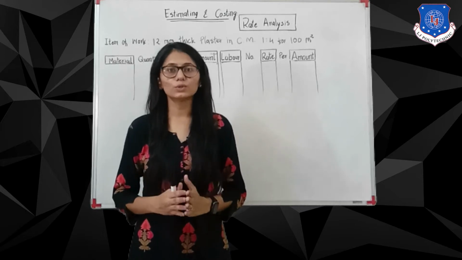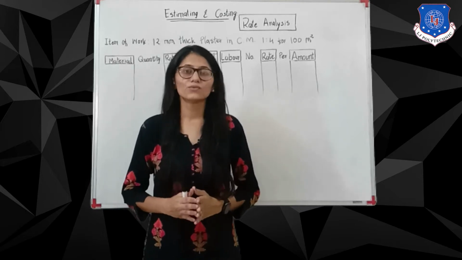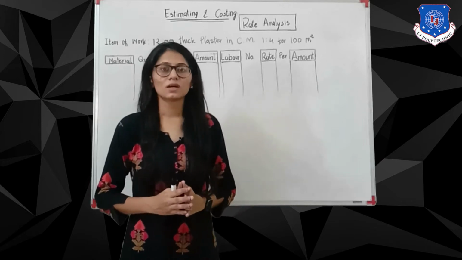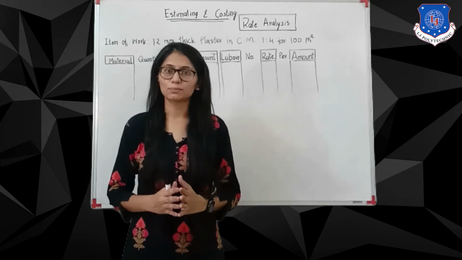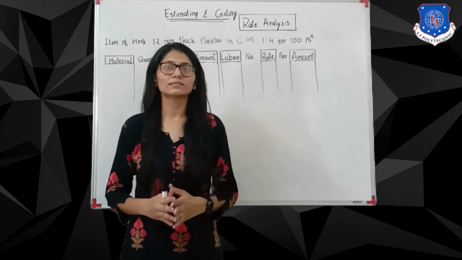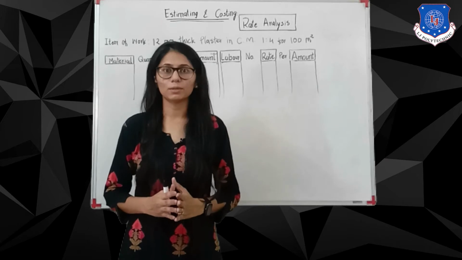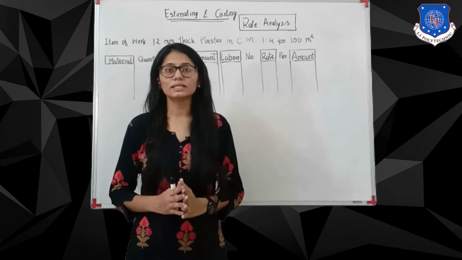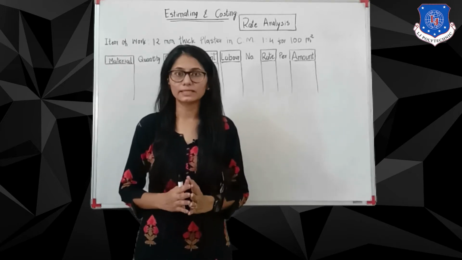So today we are going to learn about the rate analysis for plaster work. We have three types of thickness in plaster work in construction. First is 12 mm thickness, then 14 mm and then 20 mm thickness. So today we are covering the 20 mm plaster work rate analysis.